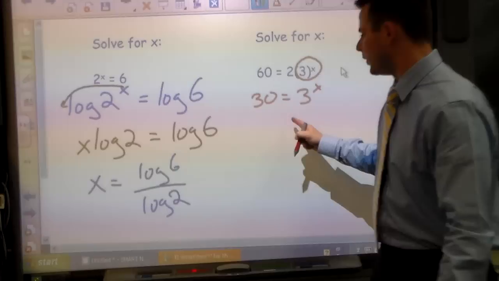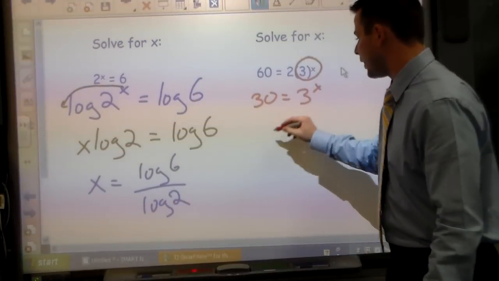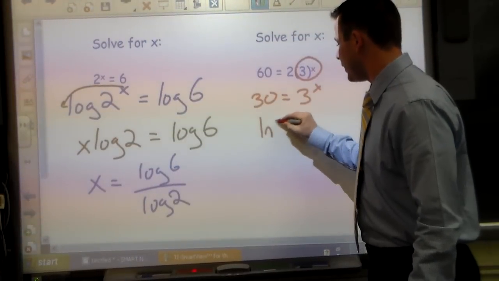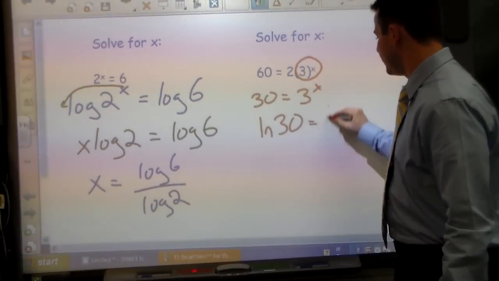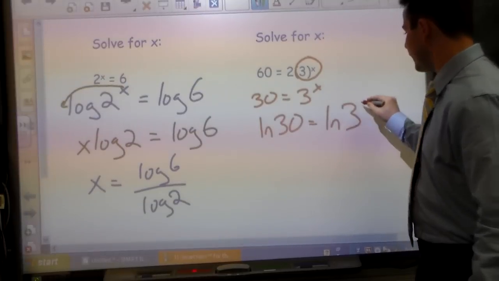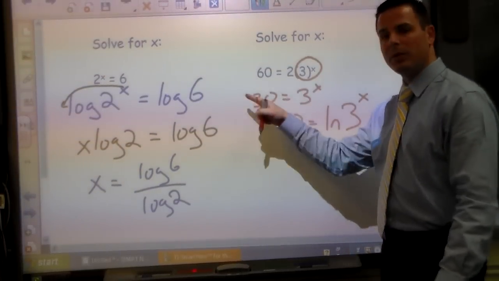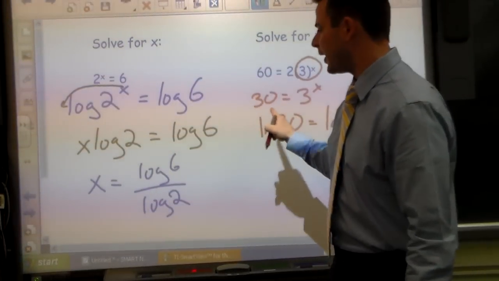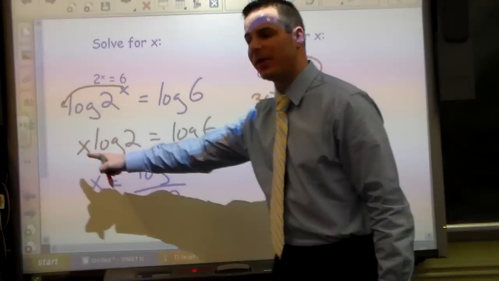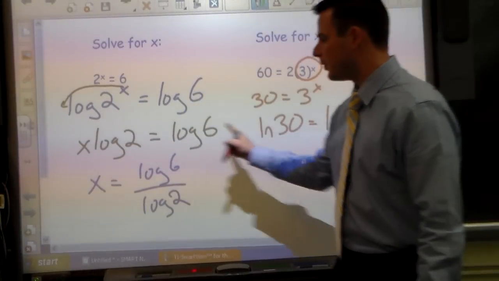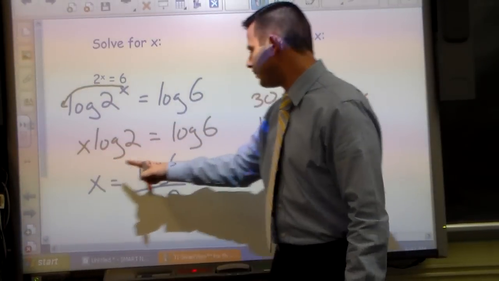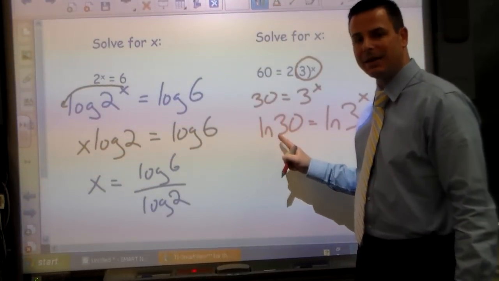Now, the last time, I took the common log of both sides. I'm going to do things a little differently this time. I'm going to take the natural log of both sides. So I'm going to say ln of 30 equals the ln of 3 to the x power. All I did was take the natural log of both sides. Again, it's your decision whether you take the common log or the natural log. Difference here, this is log base 10, this is log base e.